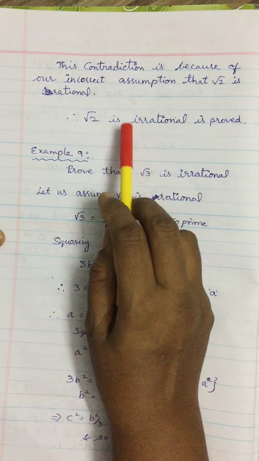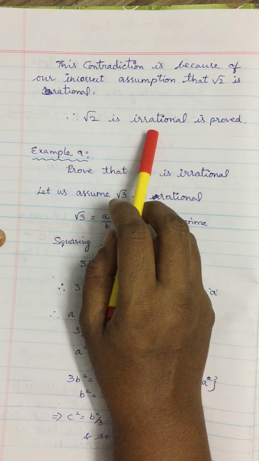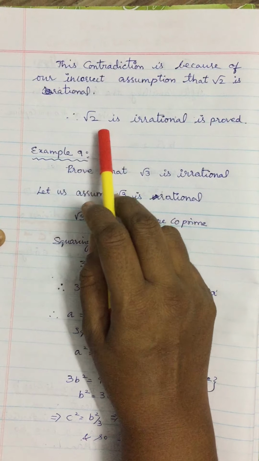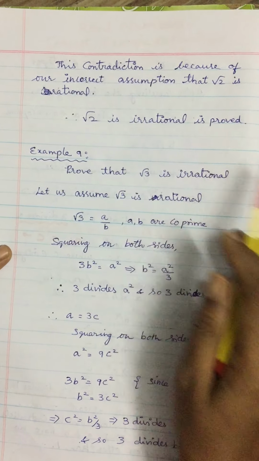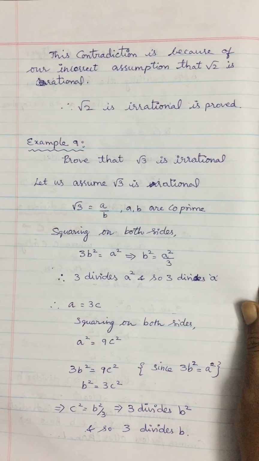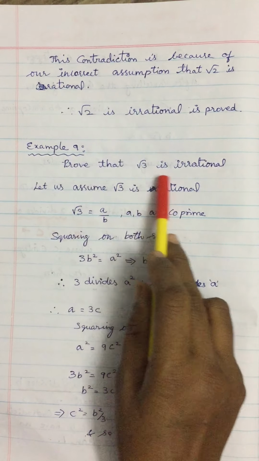Therefore, root 2 is not rational, but it is irrational, right. Is it clear? Coming to example 9, prove that root 3 is irrational.